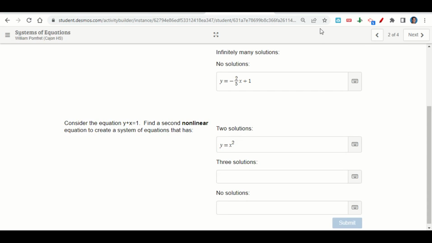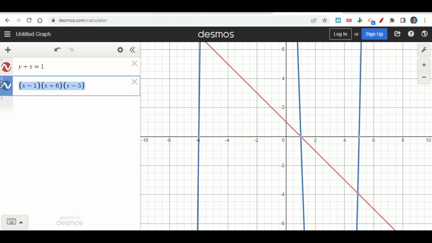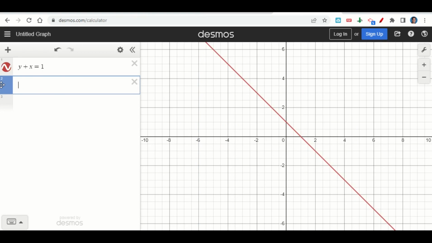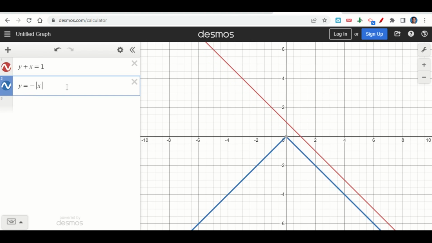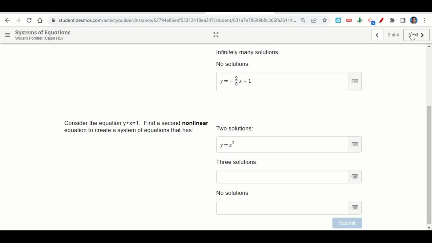Now we want one with no solutions. So let's figure out what we can do there. What if we went with an absolute value? So remember, absolute values form a V. So if we just make it go downward, we can make this not cross at all. So if we go y equals, let's try absolute value of x. Okay, and we want it to be negative. And notice this stays parallel to this one, so we actually never touch. So this would be a possible solution. So we can plug that in here.